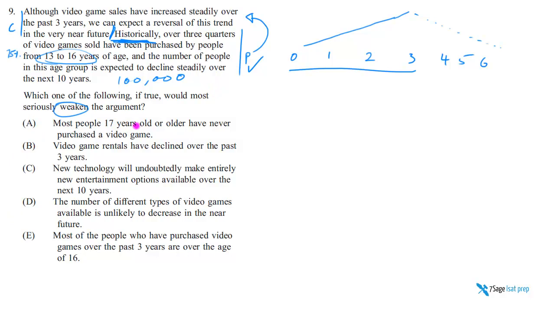A says most people 17 years or older have never purchased a video game. Well, that's not good, right? If that's the case, then this is very pessimistic. This is like the pessimist in our company who's making this argument, saying, guys, reporting to the CEO, you better watch out, our sales are going to drop because of blah blah blah. And then if we say A, that bolsters his argument. If most people 17 years or older have never purchased a video game, then that sucks that our target demographic is declining. I can try to say, well, then we have to change their mind. Then we have to advertise to them. We have to really convince 23-year-olds to buy video games.